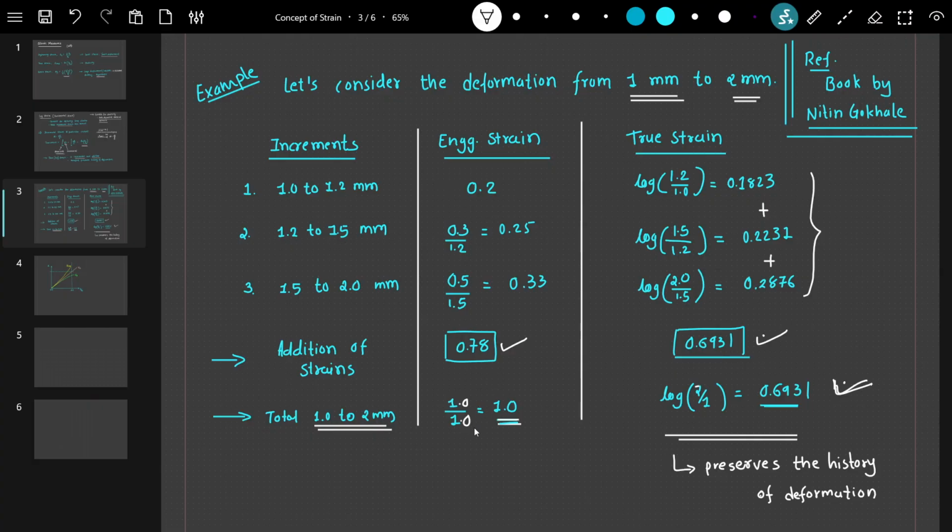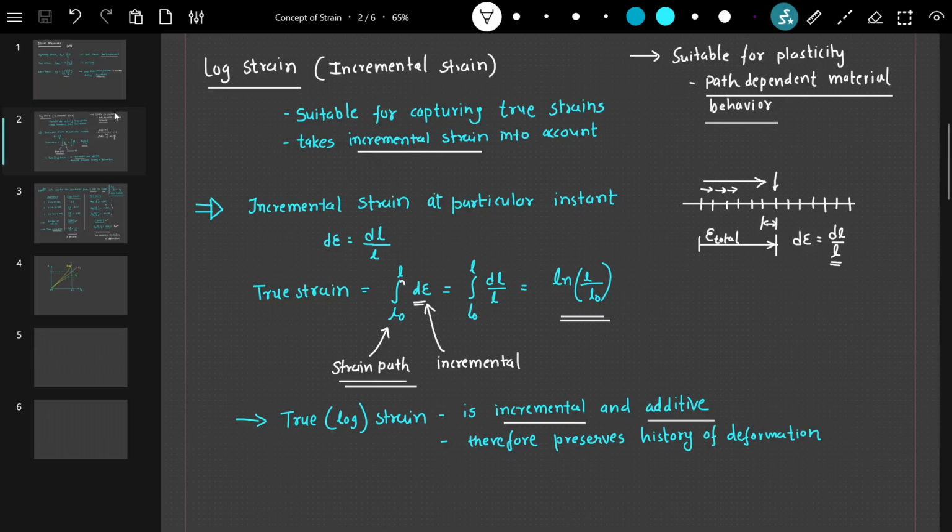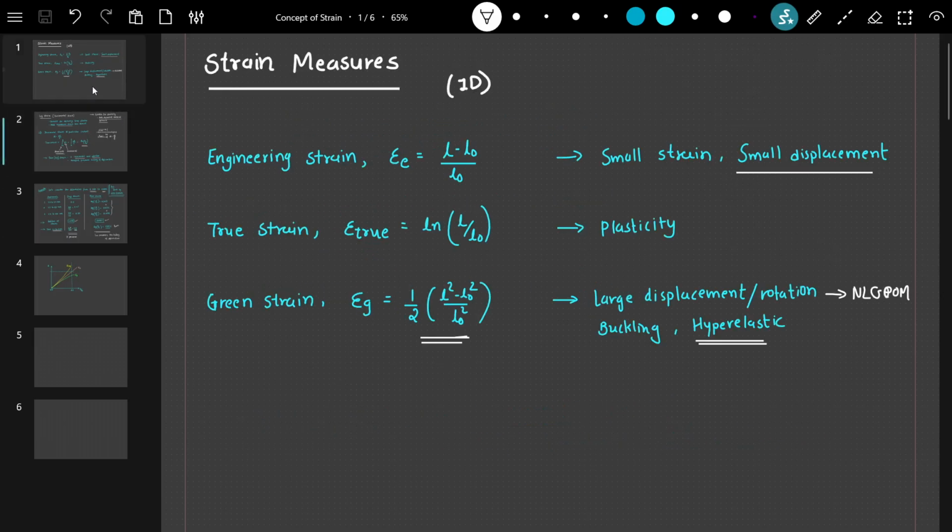Whereas engineering strain doesn't preserve the history of deformation. And as we know, plasticity is history dependent or path dependent material behavior. So the true strain or logarithmic strain is the appropriate measure of strain. So that's the logarithmic strain. And more on engineering strains and Green strains we will see in upcoming lectures.